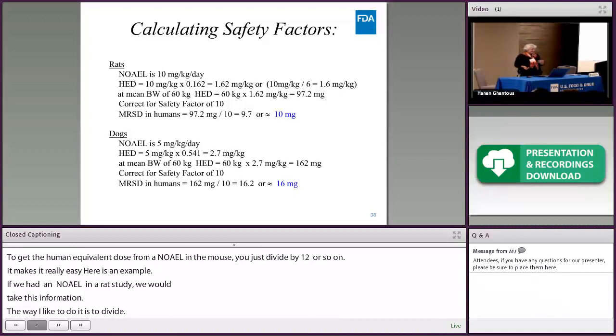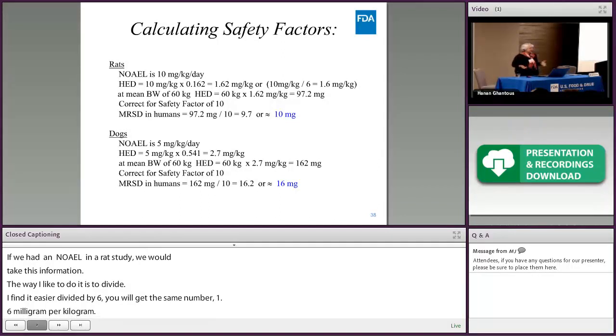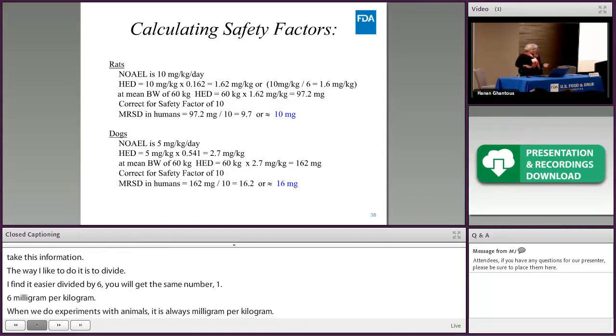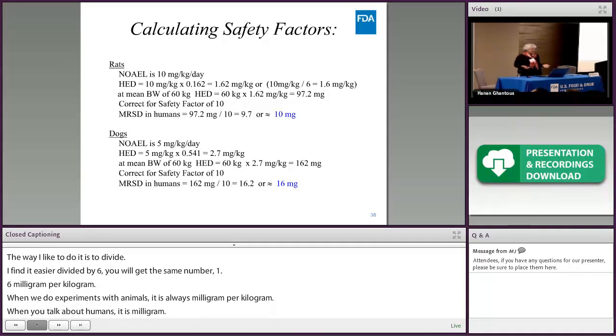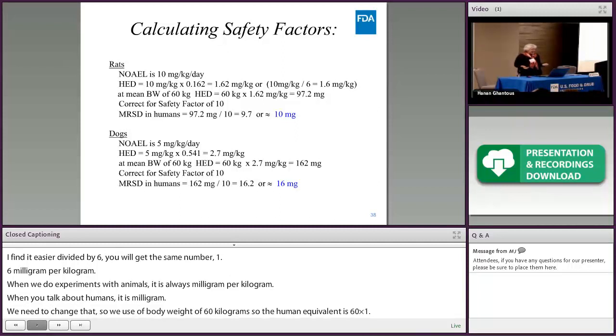Now this is milligram per kilogram. When we do experiments with animals, it's always milligram per kilogram. When you talk about humans, it's milligram, so we have to change that. We use a body weight of 60 kilogram. So the human equivalent dose becomes 60 times 1.62 equals 97.2. Put a 10 factor, so we end up with 9.7 or 10.